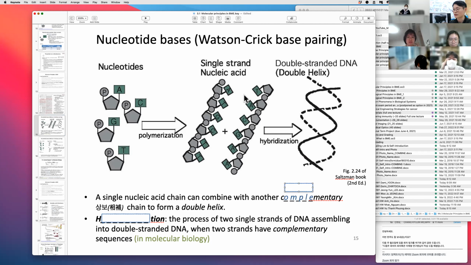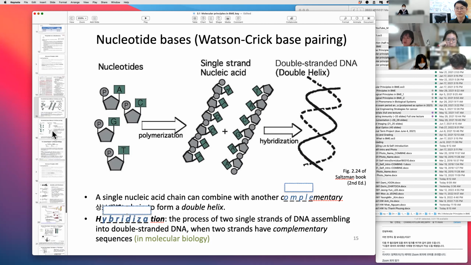Why is it a double helix? Because it's a double strand, and once it forms, it looks like a helical structure three-dimensionally. During this process, two single strands of DNA assemble into double-stranded DNA, and the two strands have complementary sequences such as adenine, thymine, guanine, cytosine. And that process is called, let's see, Yundami, can you guess? Hybridization. Exactly, that's called hybridization.